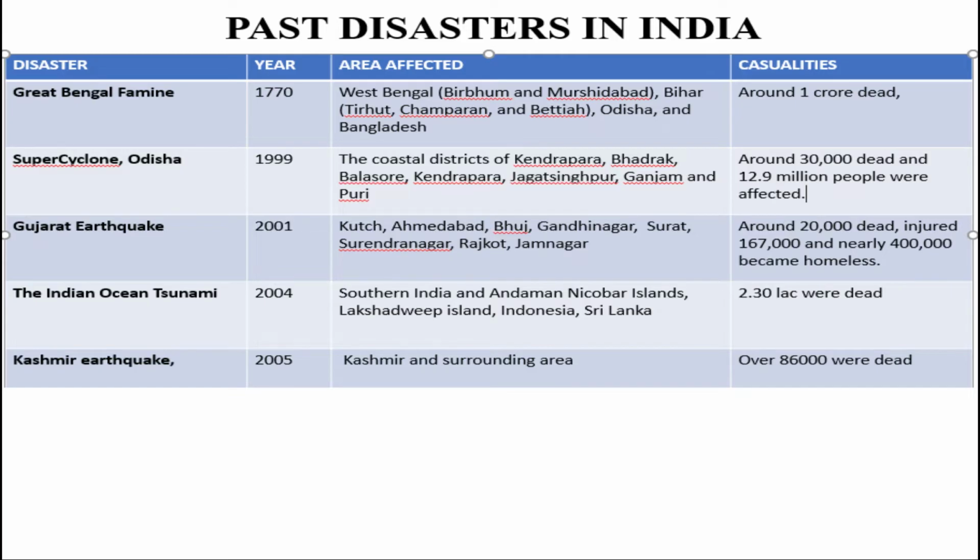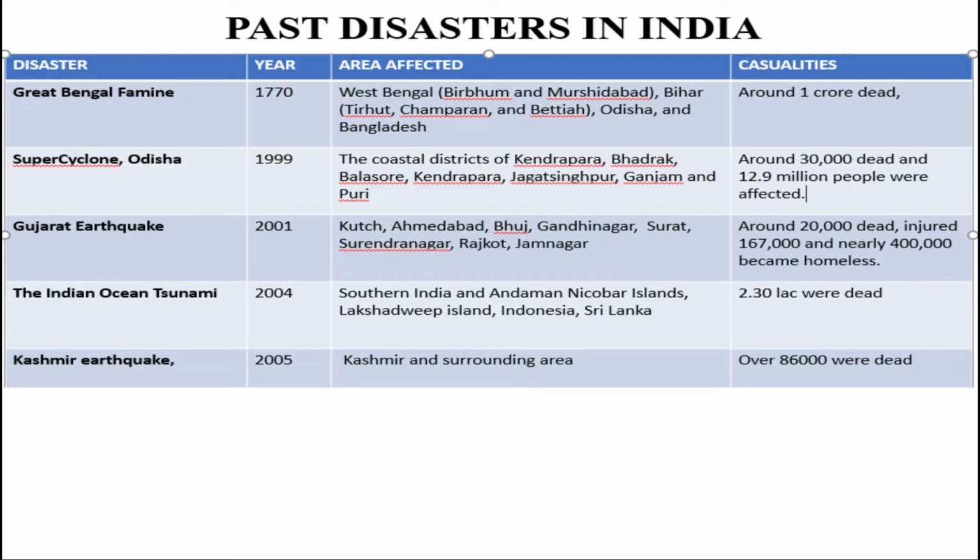Next is the cyclone in Odisha, called the super cyclone, and it occurred in 1999. This tropical cyclone occurred in the North Indian Ocean with a speed of 260 km per hour. It affected Bangladesh, Myanmar and Thailand also. In India, in the state of Odisha, Jagatsinghpur was badly affected by this super cyclone. It was reported that around 30,000 people were killed and 12.9 people were injured in it.